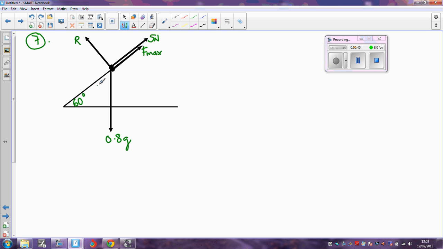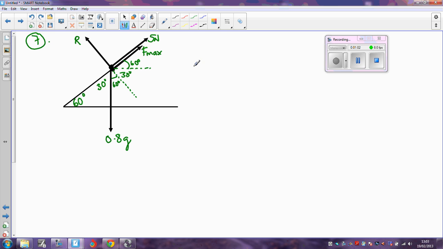And if I just put in some angles, this angle here is going to be 30. If I put in, as usual, this line that's going in the opposite direction to R, this must be 60 degrees. Horizontally here then, there's an angle of 30, and this is my usual 60 degrees. And the question asks me to find the coefficient of friction.